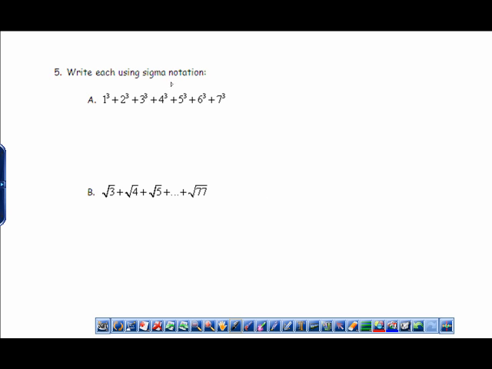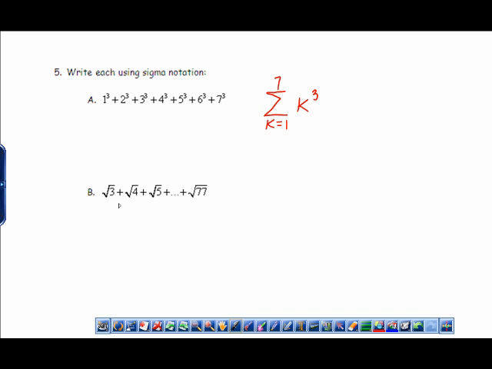Write each using sigma notation. Okay, so this is asking us to do this. For the sigma, we need to write the rule, the number we start with, and the number we end with. So it looks like we're starting with 1. So we can say k equals 1 and it stops at 7. And what is the pattern here? What is the rule? How do you get each term? You're cubing k. Okay, and that's all it's asking us to do.